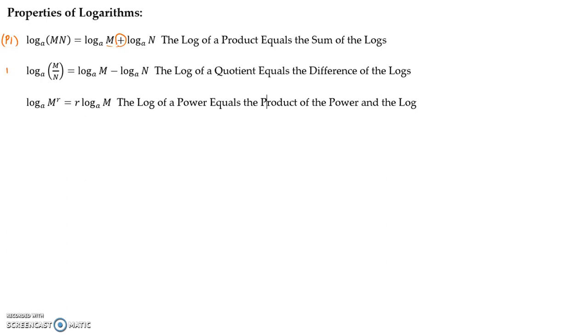Let's take a look at property number 2. In this case, we're going to be talking about a quotient and a difference of logs. We have log base a of m divided by n. And in this case, if we're breaking this apart into two logs, we're going to be subtracting the two logs here. They're both going to have log base a. Just keep in mind that the one that comes first is the one that came from your numerator. So log base a of m minus log base a of n.